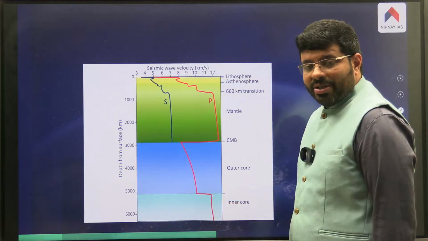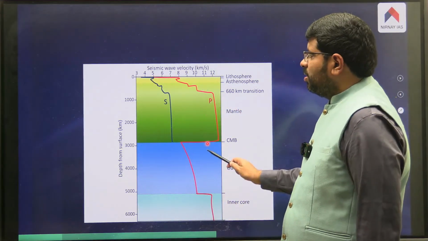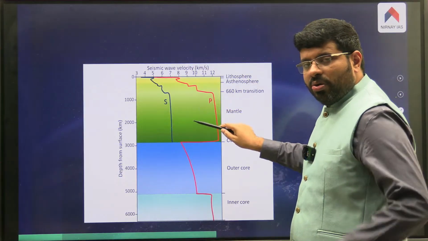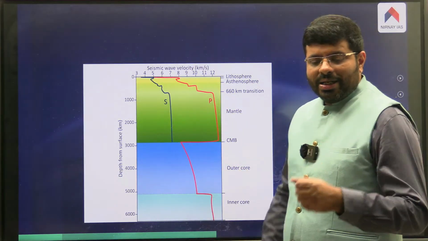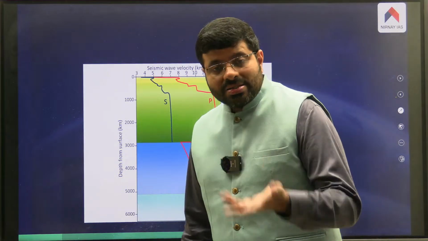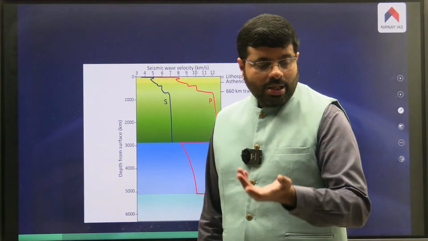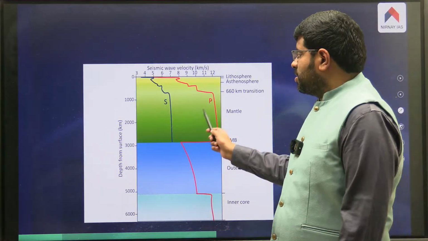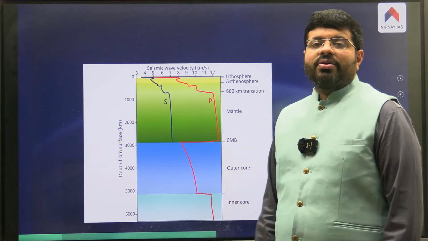So what is happening here? We are observing that the waves have continuous velocities in a certain pattern throughout the interior of the earth, indicating that the density is probably one and the same. The material could be one and the same. So how do you ascertain the crust, mantle and core? Based on the earthquake waves.